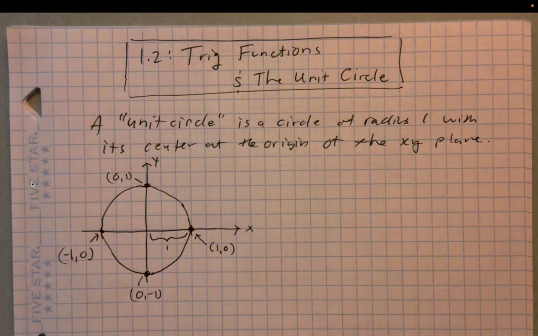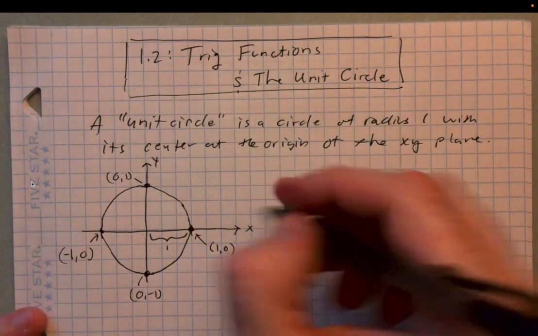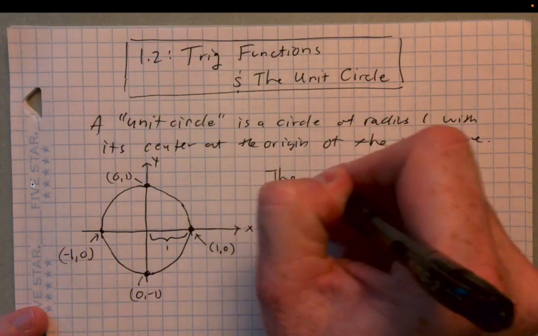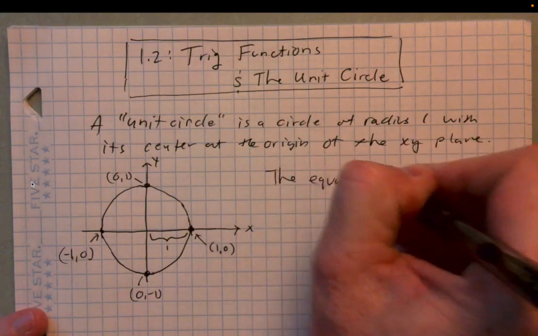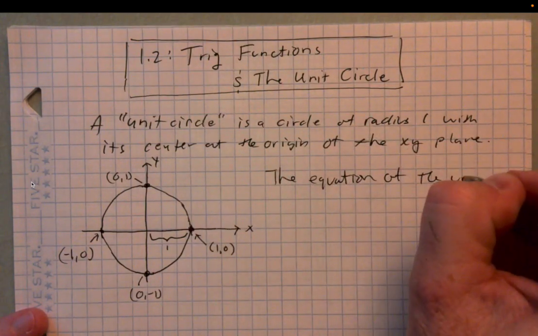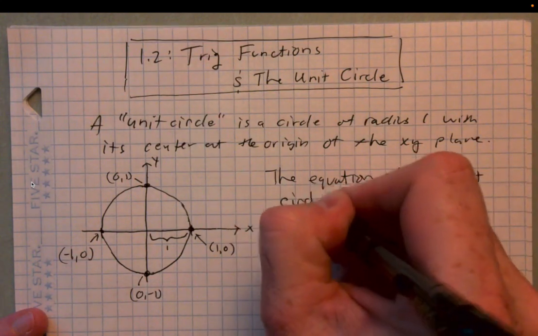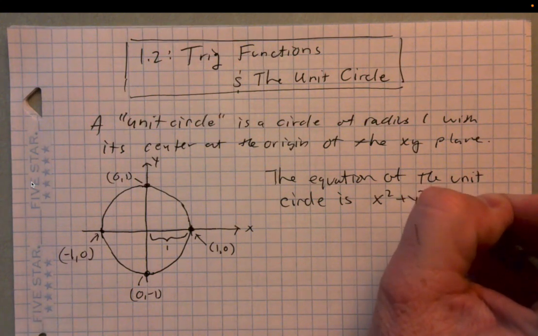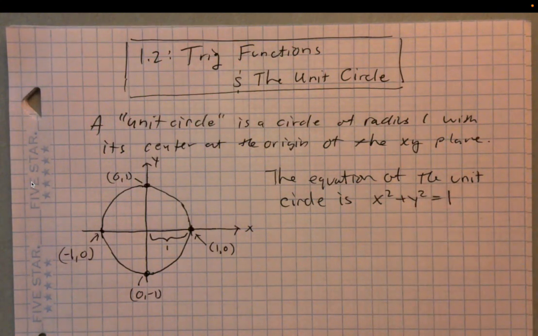Now, what we want to start with is to tie this into the radian measure. This is a unit circle, so it's going to have a particular equation. The equation of the unit circle is x squared plus y squared equals 1. We know that from algebra.